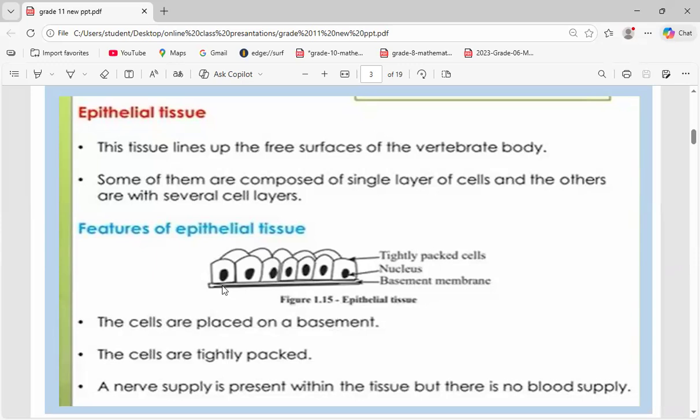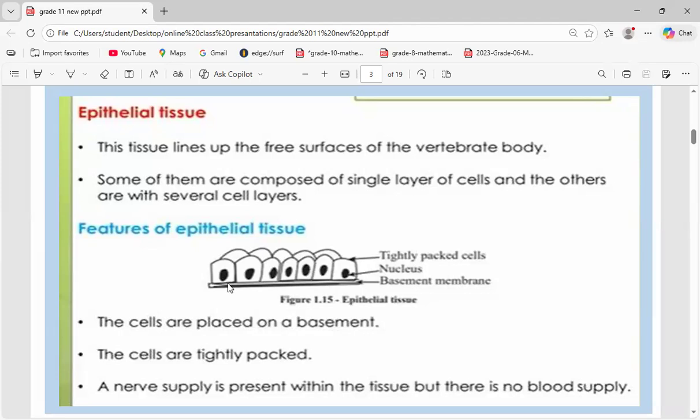At the bottom you see just two lines. This we call the basement membrane, and there are tightly packed cells. There are many cells; you can see that. Inside the cells there is a nucleus also. The basement is there, the packed cells are there, and inside the cells there is a nucleus. The cells are placed on the basement. Wherever cells are, there must be a basement.